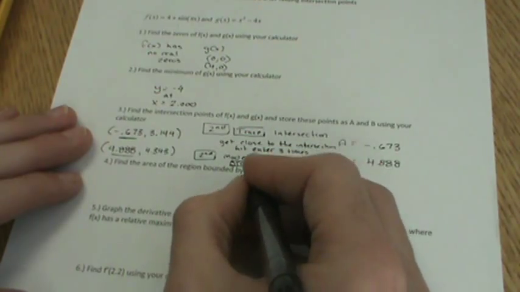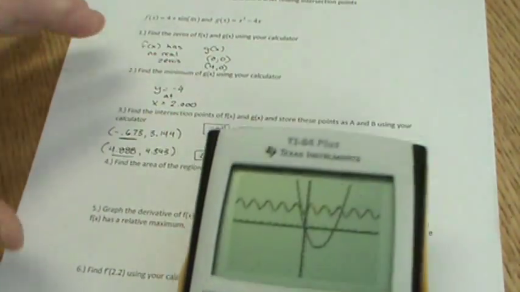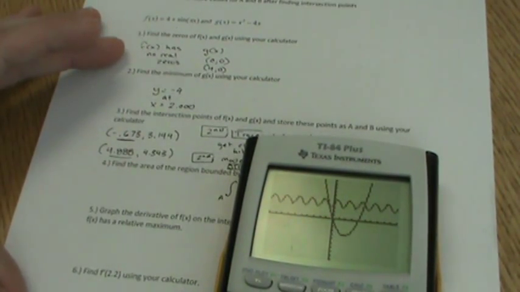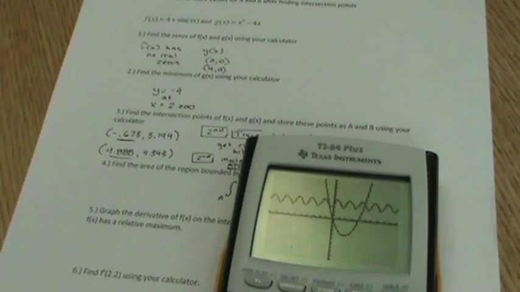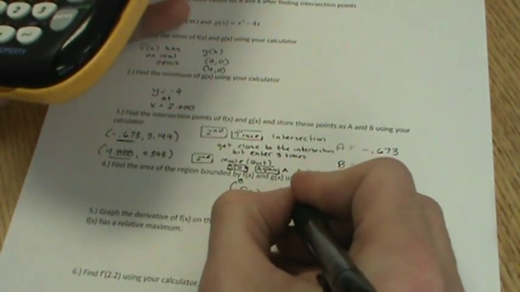And what we're going to do is top minus bottom. Well, if you look at our graph again, you can see that the top function is actually going to be f of x. So f of x minus g of x.